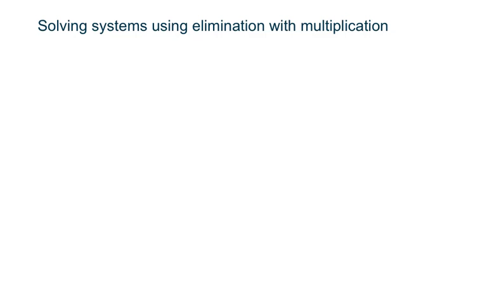In this lesson, we are going to learn how to solve systems using elimination with multiplication. So we just learned how to use elimination with addition or subtraction, and that happens when the coefficient in front of a variable is either the same or opposite. But let's take a look at this example where we have x plus y equals 1 and 5x minus 4y equals negative 7.